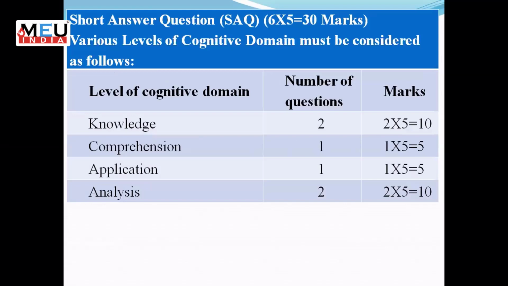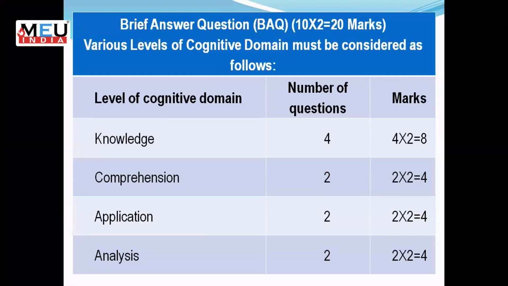And the levels of the cognitive domain which have to be considered are knowledge, comprehension, application, and analysis. Depending upon the number of questions, we can take the questions in such a way. 2 can be knowledge-based, direct questions, and 1 can be comprehension, understanding and applying, and analyzing. So most of the application and the analysis will come under a problem-based or a case-based one.